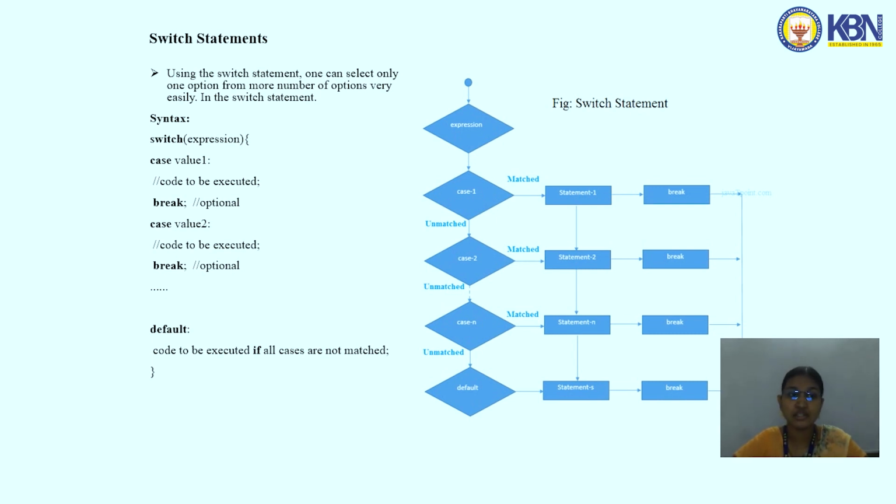First of all, case value 1. You have to enter the value 1, and the code for value 1 will be executed. Then why do we have to put the break keyword there? Because if you do not put the break, it will execute all the statements to the end. You have to choose only one option, select only that option, and print only that statement. Otherwise, if the break statement is not there, all the statements will be executed.